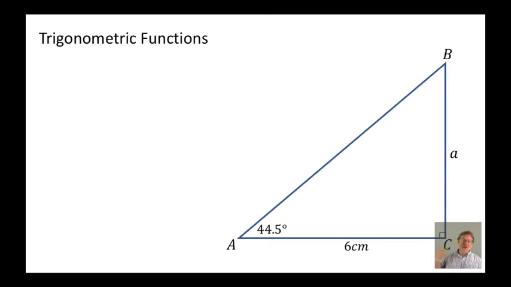This is close to an isosceles right triangle here. So we should get a measure for side A that's close to 6 centimeters here. Let's see if that actually happens here.